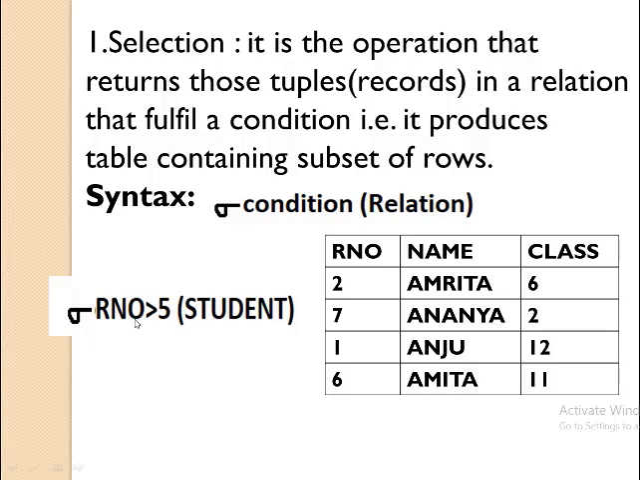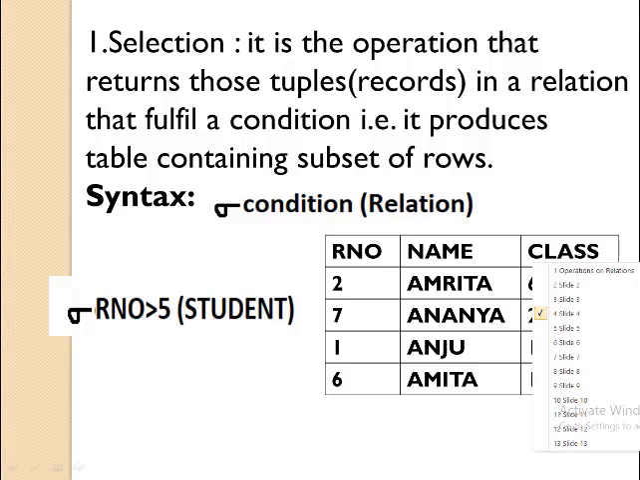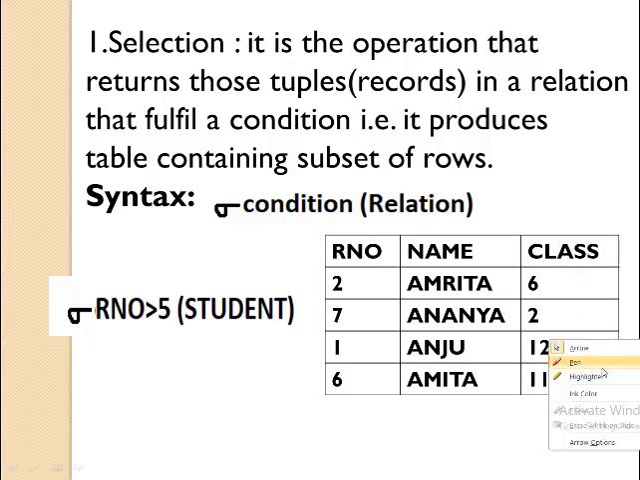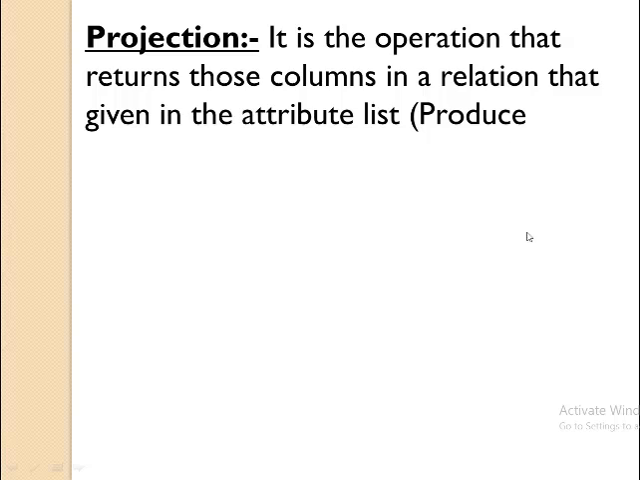If this is the table student, then to select roll number greater than 5, you will write sigma RNO greater than 5 student. So in this case, only those rows that match the condition, that is where the roll number is more than 5. So roll number 7 and 6, they will be returned as output.